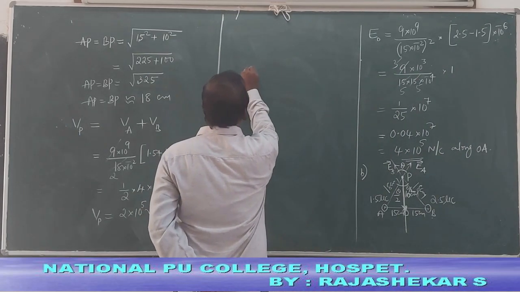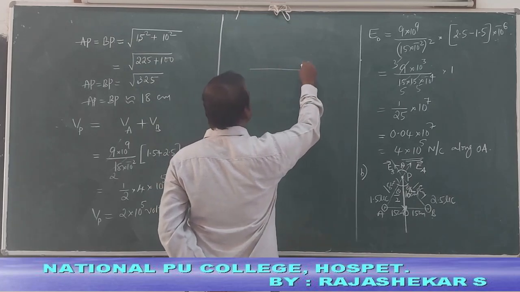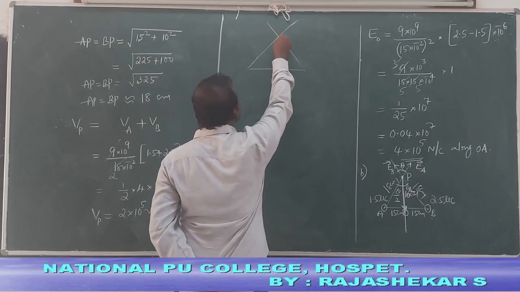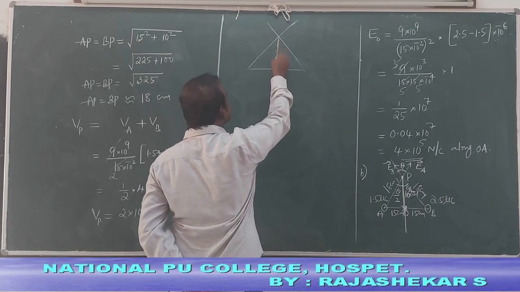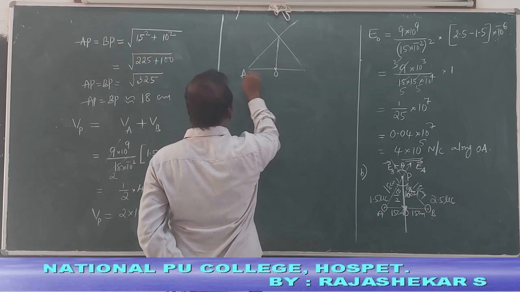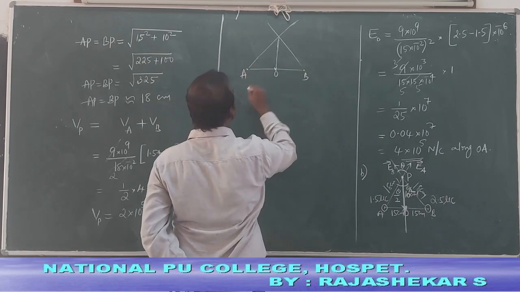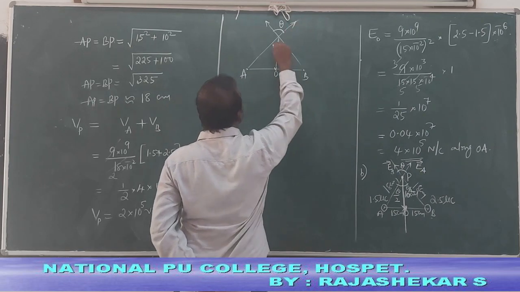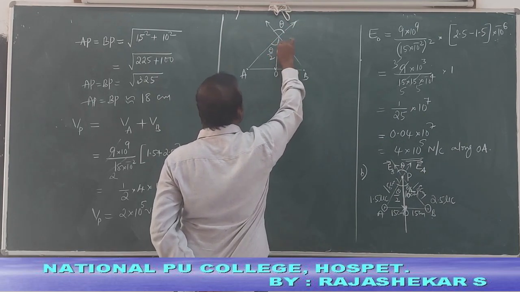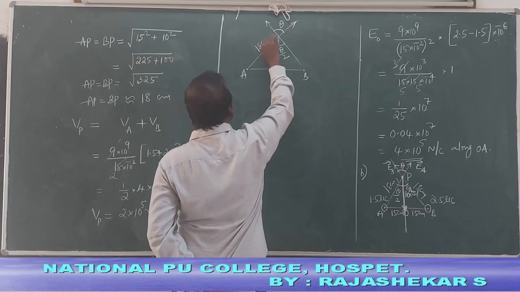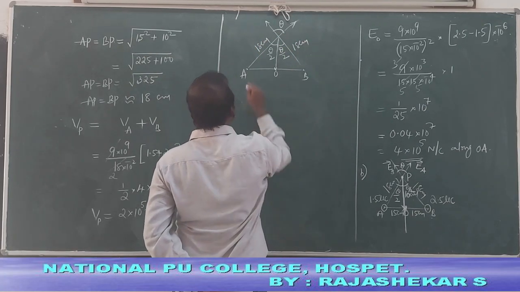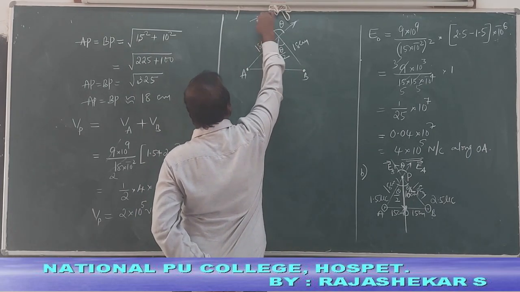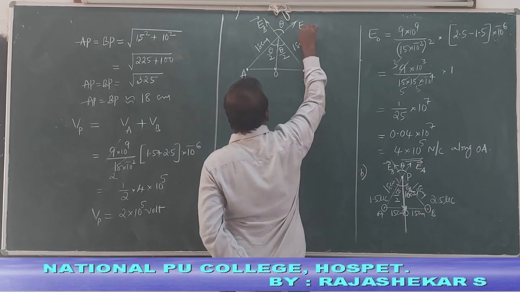Let us redraw the structure once again. This is theta, students. So this is theta by 2. This is also theta by 2. This is 18 centimeter. This is 18 centimeter. This is enough for us. This is EB. This is EA.